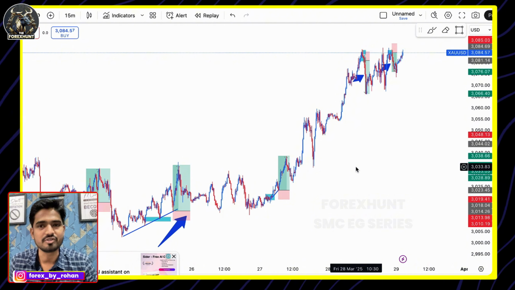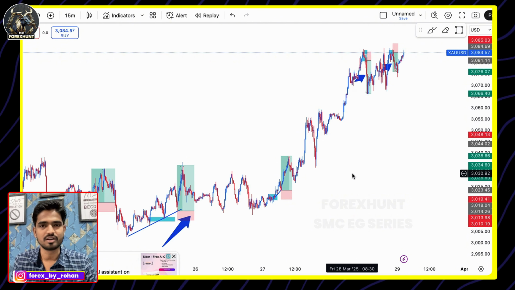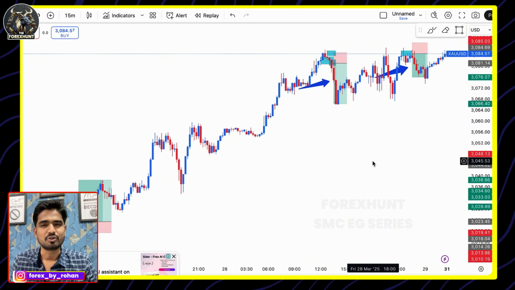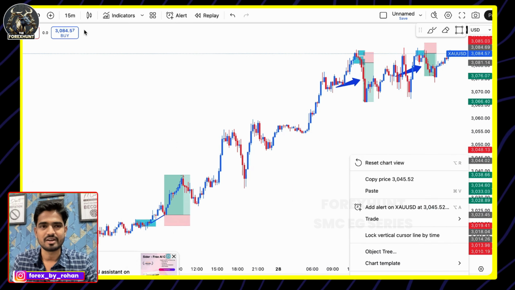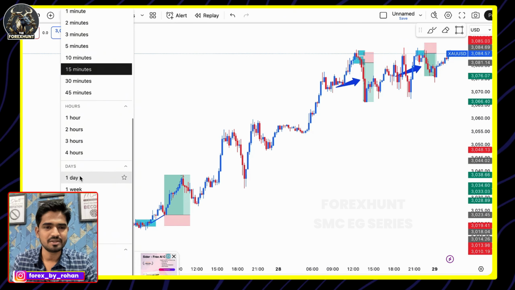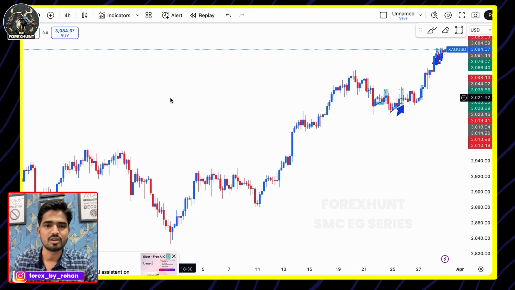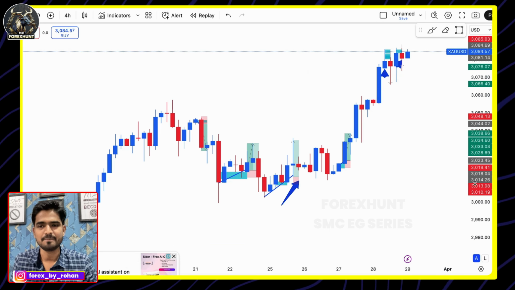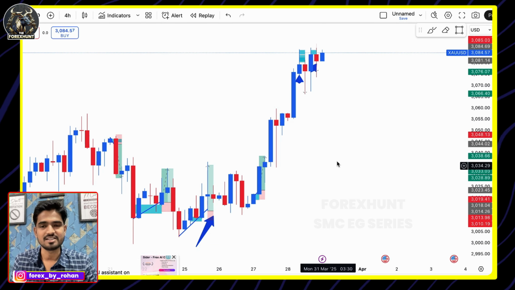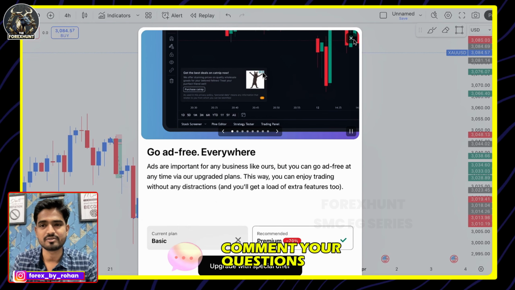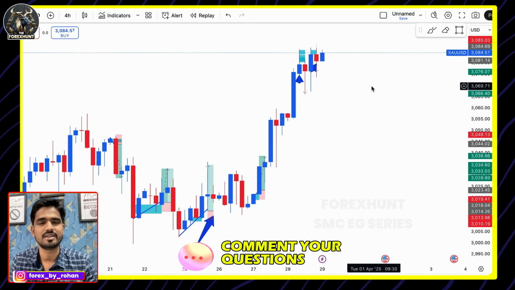So it becomes the simplest entry in the world right now, and you can make a good amount of money from the market. If you are a funded account trader, then simply 4 to 5 entries can make you a lot of money in your funded accounts. Okay, so I hope this strategy is clear to you.